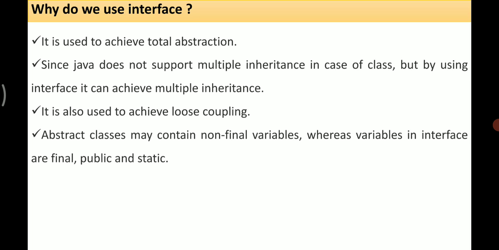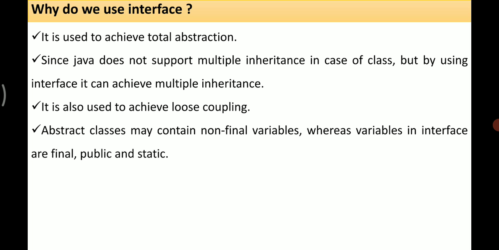Next we'll see why we use interface. Interface is used to achieve total abstraction. If you want to achieve total abstraction, in that case we use an interface. Abstraction is nothing but where we hide the implementation details. Since Java does not support multiple inheritance in case of class, by using interface we can achieve multiple inheritance. Interface is also used to achieve loose coupling.